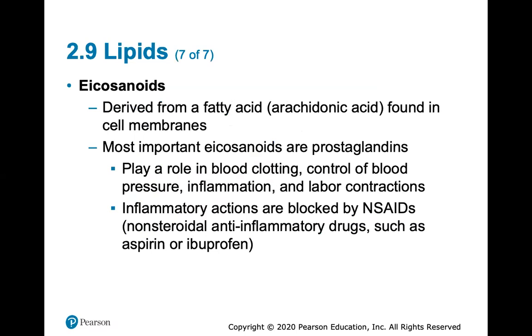Eicosanoids are derived from a fatty acid found in cell membranes. The most important eicosanoids are prostaglandins. And prostaglandins are really important because they help in blood clotting, the control of blood pressure, inflammation, and labor contractions. Inflammatory actions are blocked by NSAIDs. You've probably heard of NSAIDs before. NSAIDs stand for non-steroidal anti-inflammatory drugs, such as aspirin or ibuprofen.